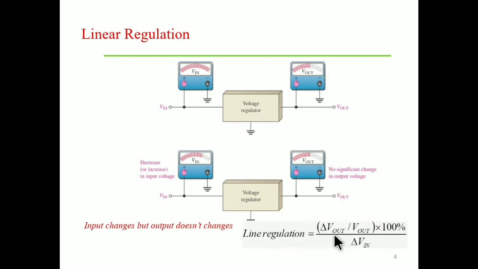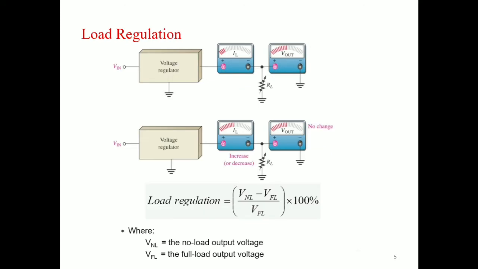So what is the formula to find the line regulation? It is the change in output voltage divided by the change in input voltage, in terms of percentage. Next, load regulation. What is load regulation? Here the change in load current due to the variation in RL has practically no effect on the output voltage. So this is load regulation.